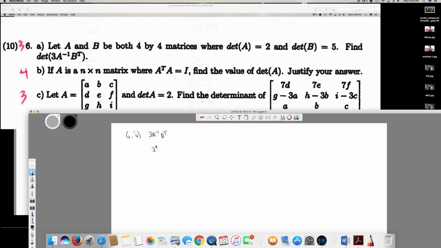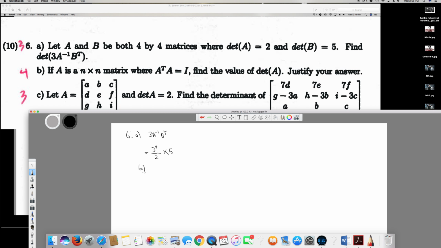determinant A inverse is going to be 1 over determinant A. Therefore this is going to be 1 over 2. I can put the 2 on the bottom straightaway. Then B transpose: according to the determinant rule, the determinant of the transpose is the same value. So if they ask for A transpose, it's still going to be 2. If they ask for B transpose, it's still going to be 5. Therefore I simply multiply this by 5, and this is my final answer. You don't even have to solve it, but if you solve it, it's okay.